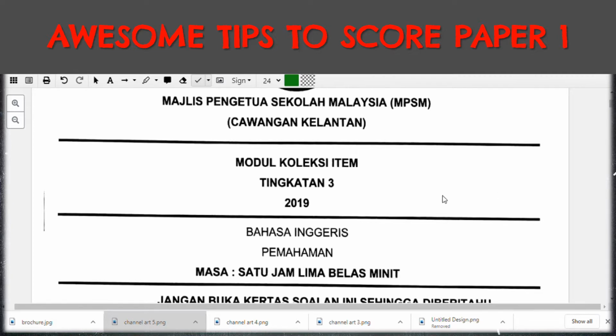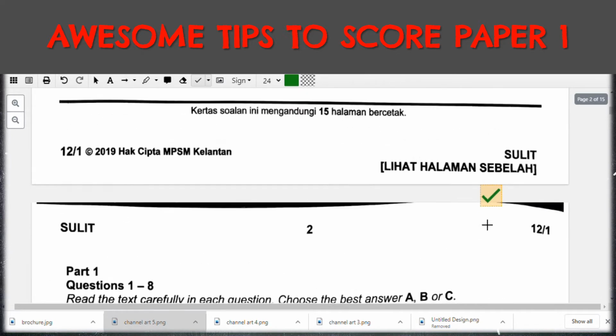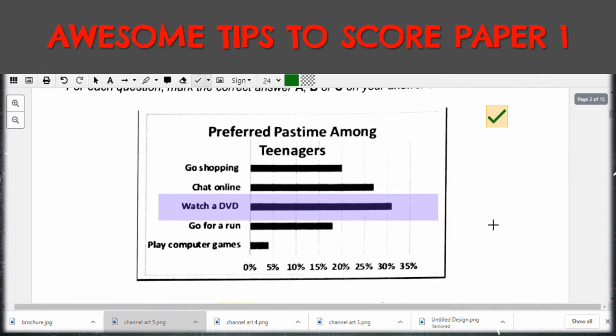Today, we are going to discuss answers from Majlis Pengetua Sekolah Malaysia MPSM Cawangan Kelantan, Bahasa Inggeris Pemahaman Tingkatan 3 2019. For this Pemahaman paper, part 1. So look at question 1.